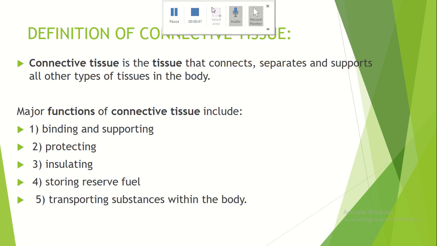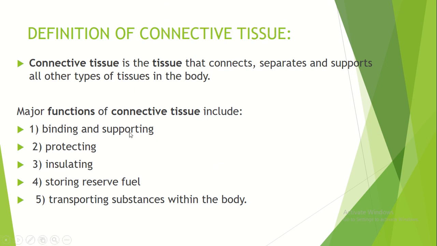So as it said, it helps in binding and supporting. Protecting: protecting inside the body from foreign bodies which attack the body. Insulating, in the sense that it stabilizes the temperature of the body. Storing reserve fuel means it's acting like a dam. It saves whatever it has, and whenever it is needed, it gives it out as stored reserve fuel. And transporting substances within the body. So these are the main functions of the connective tissue.